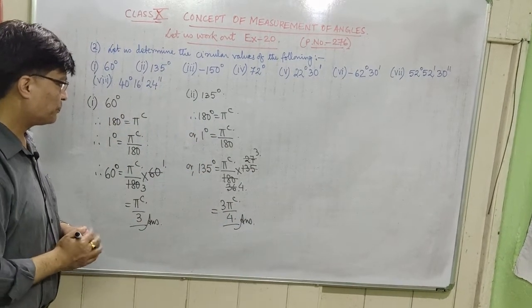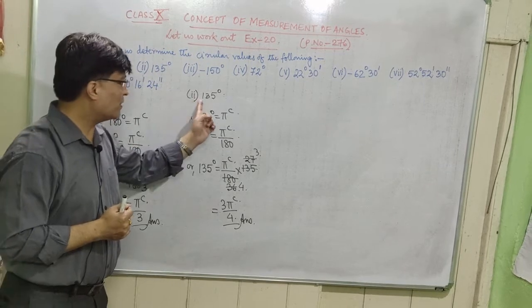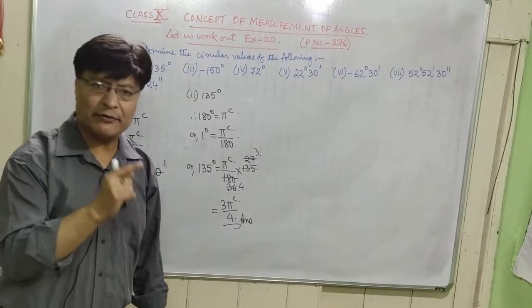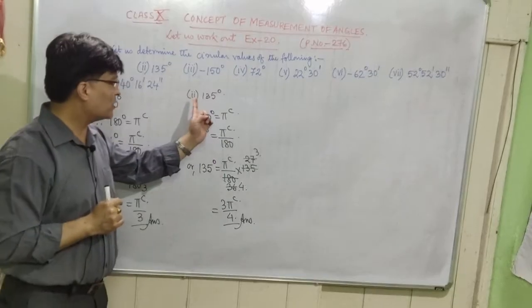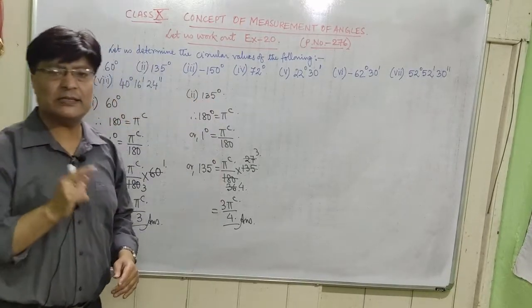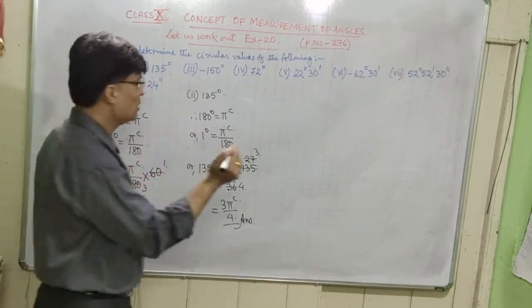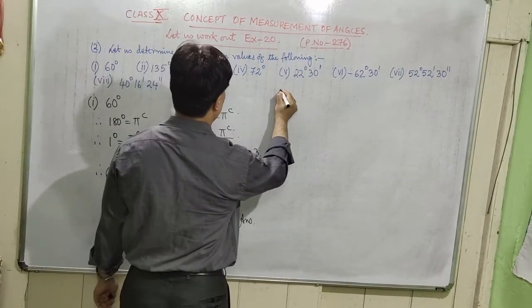So what is 135 degree in terms of radian? It is 3 pi radian divided by 4. What is 135 degree in terms of radian? It is 3 pi radian divided by 4. Is that clear? So next, number 3. Let's do this number 3.